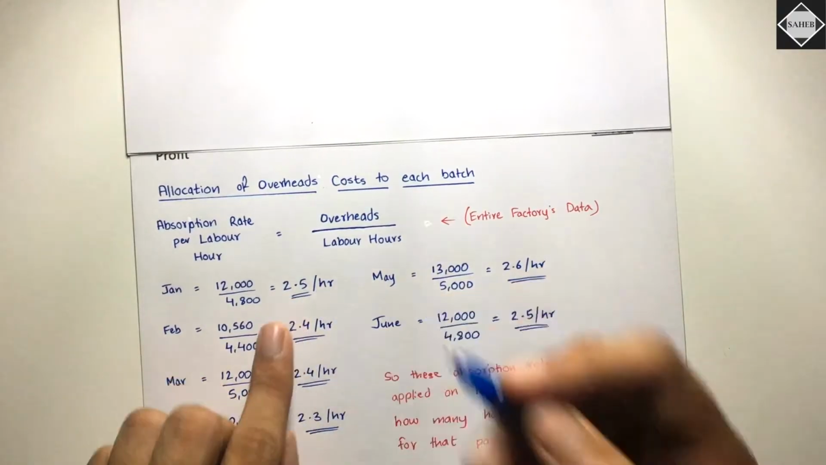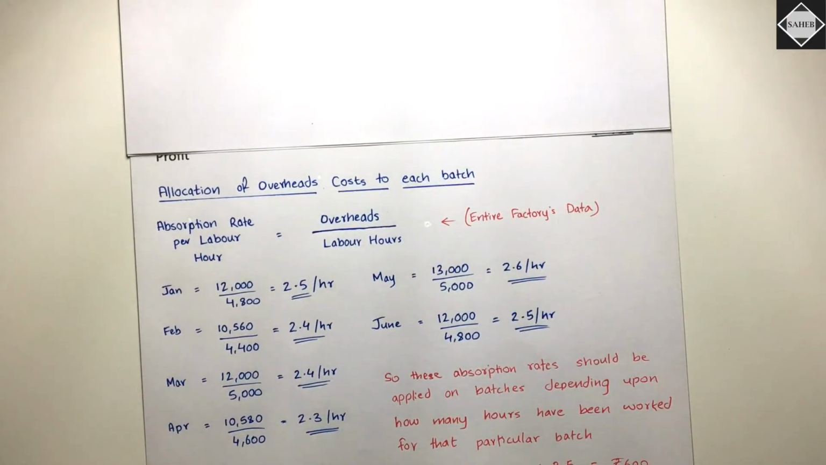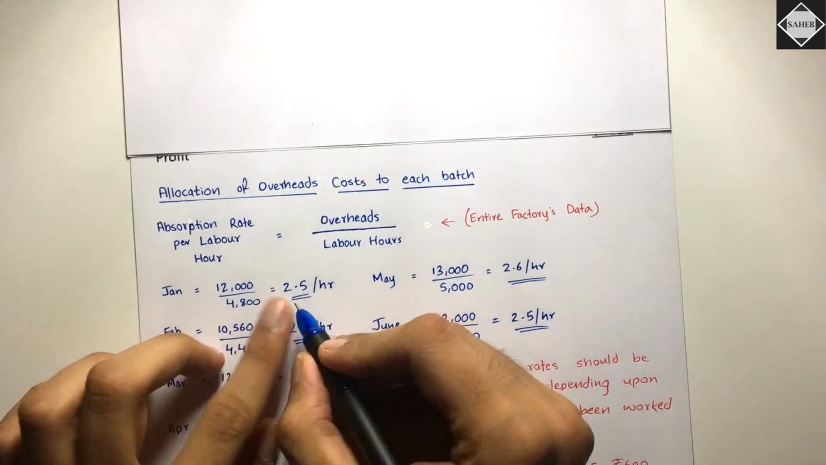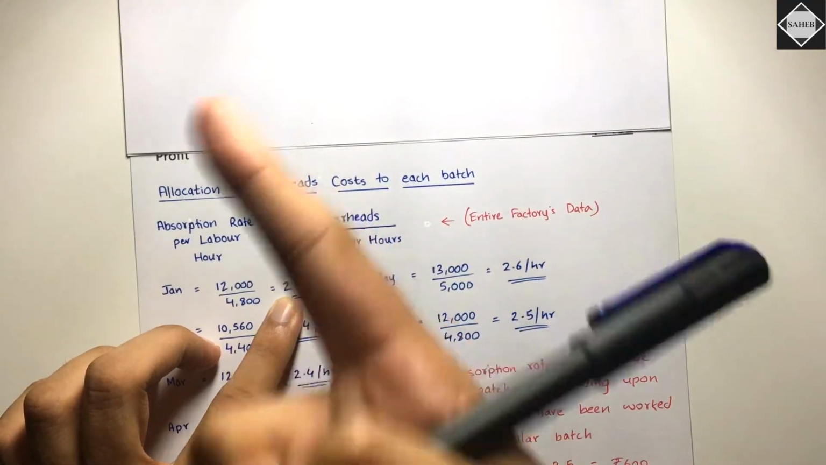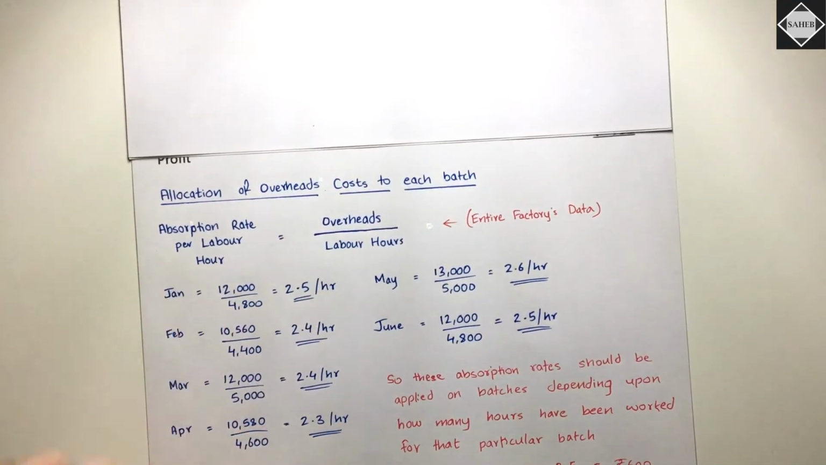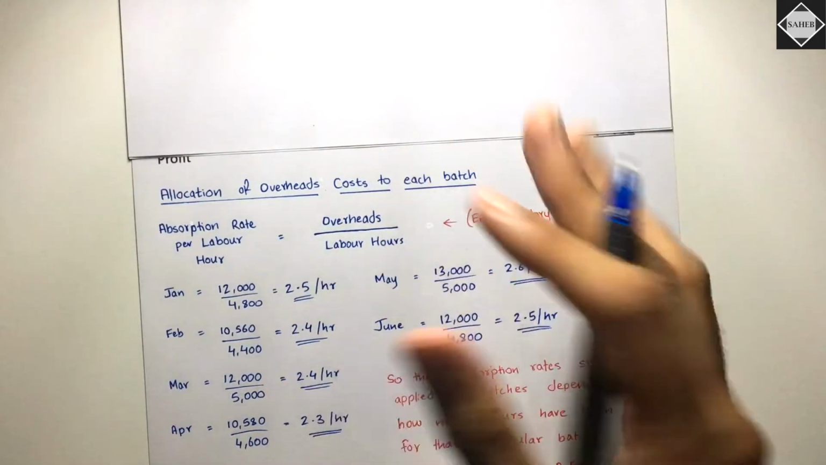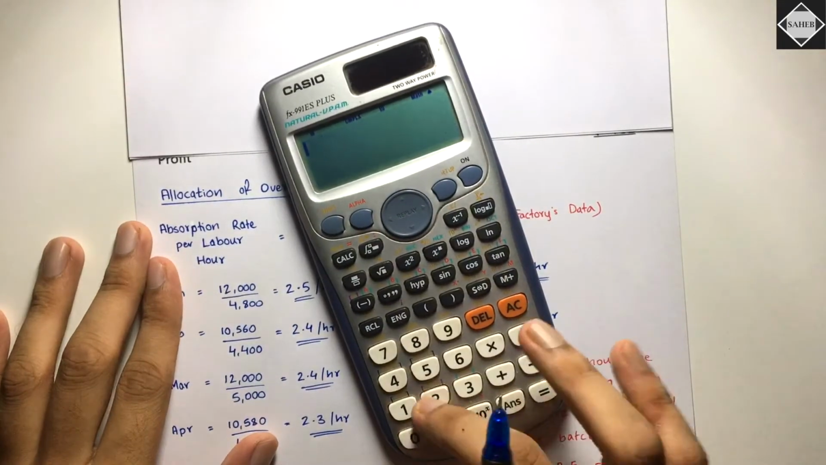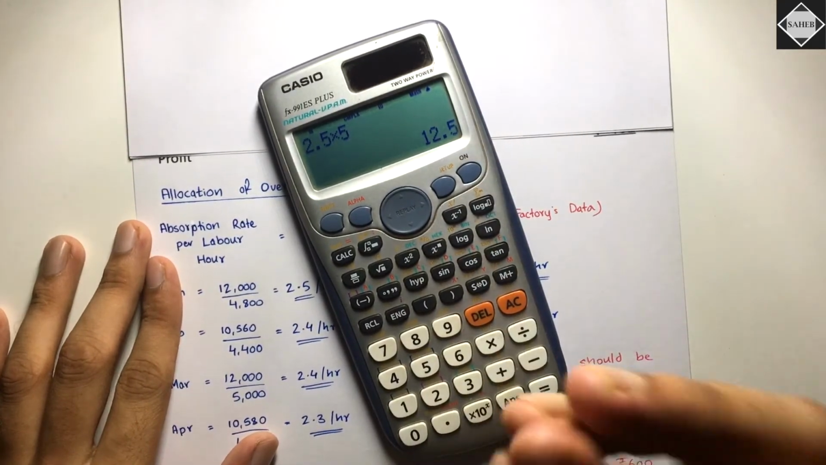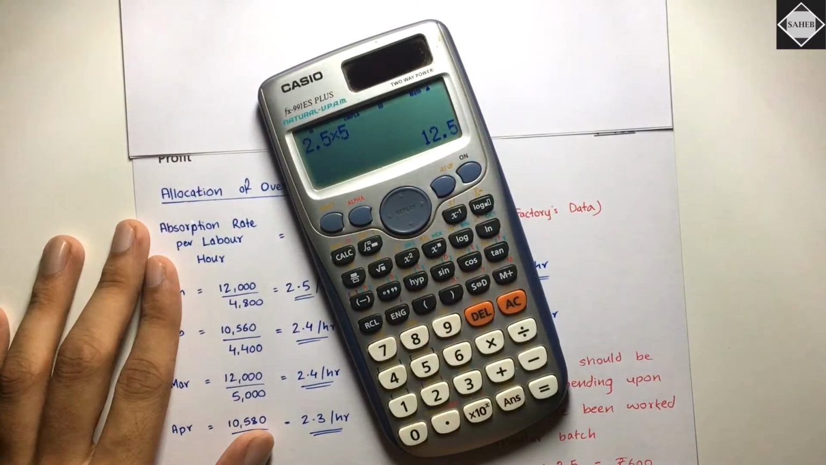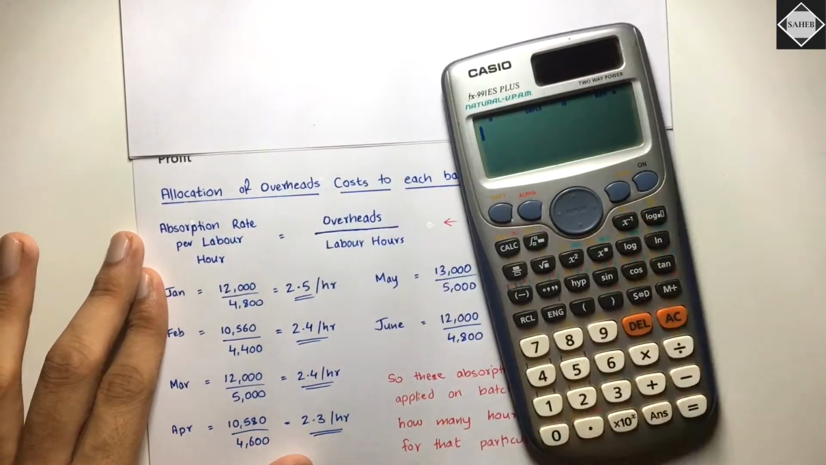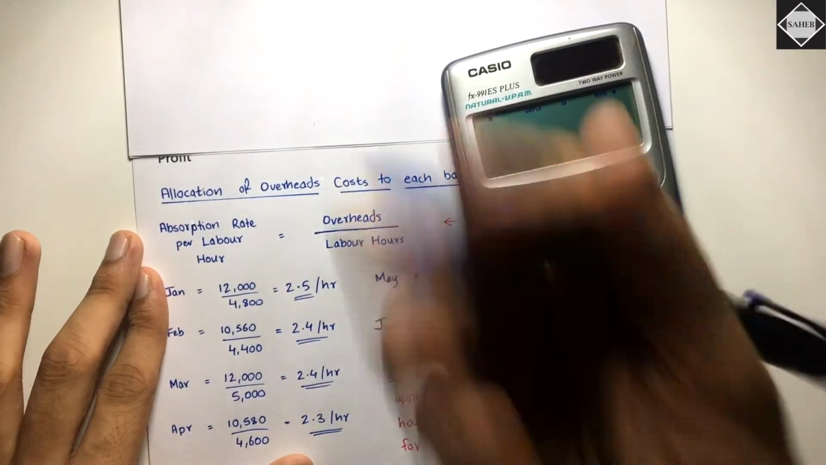It means that if a labor is working 1 hour for a particular job, then you have to add 2.5 rupees to the cost of that job. If a worker is working, let's say 5 hours on a particular job, then you have to add 2.5 into 5, that's equal to 12.5 rupees cost to that job. Overhead is being absorbed to that job. That's the logic over here. If he's working 2 hours, then 5 rupees, 2.5, 2.5, like that.